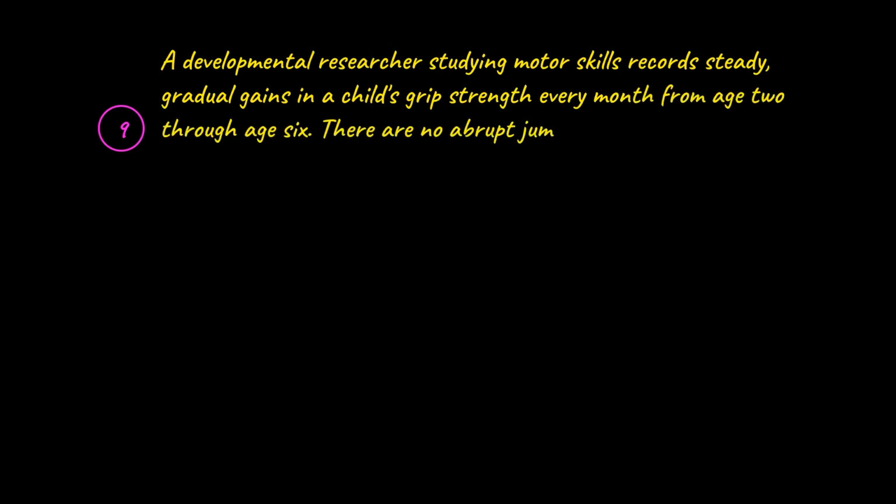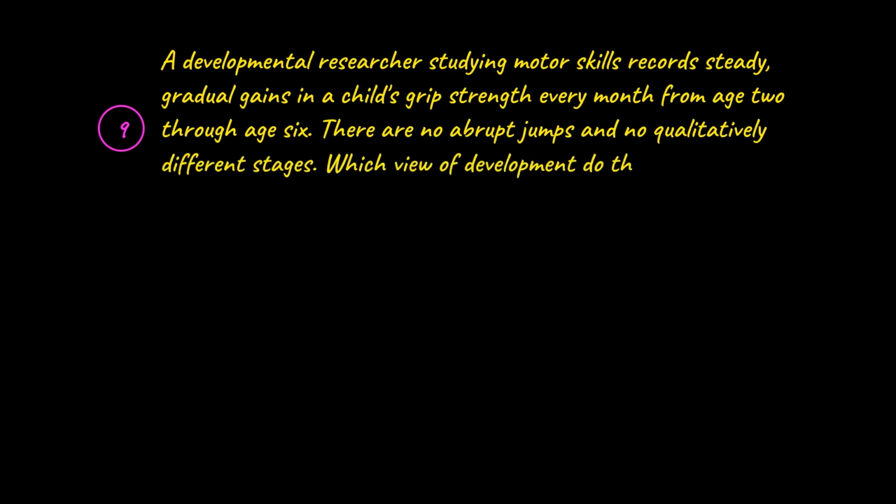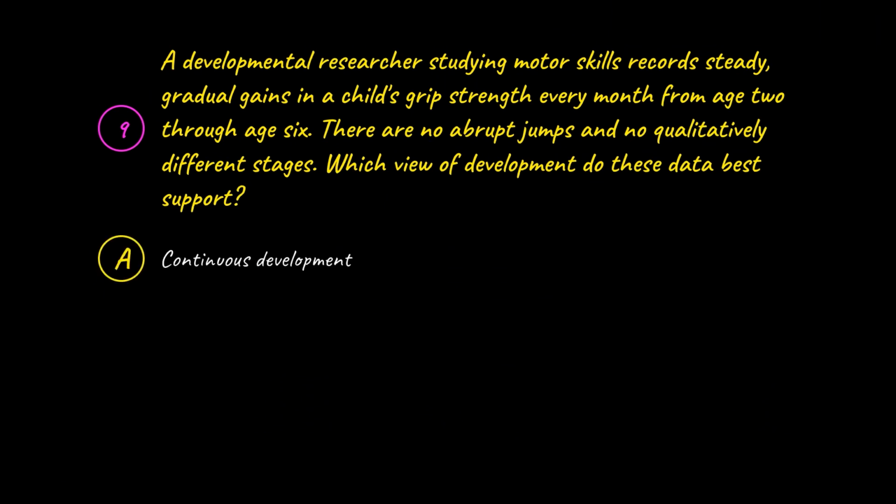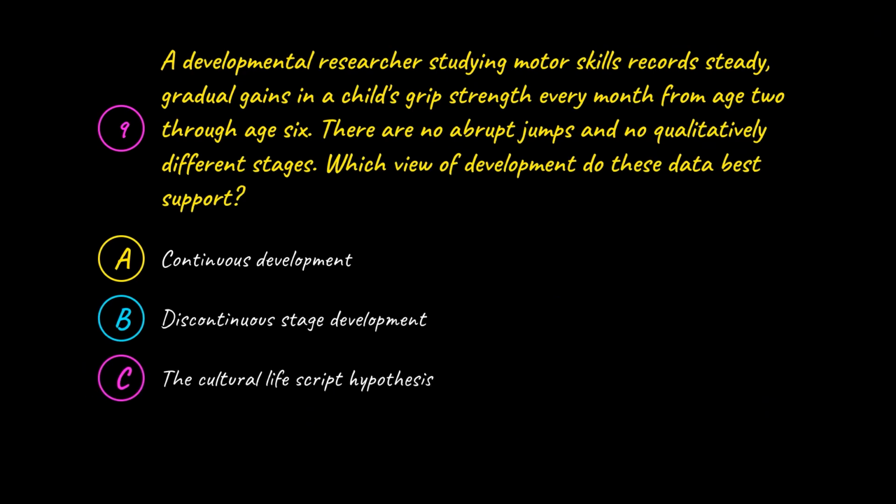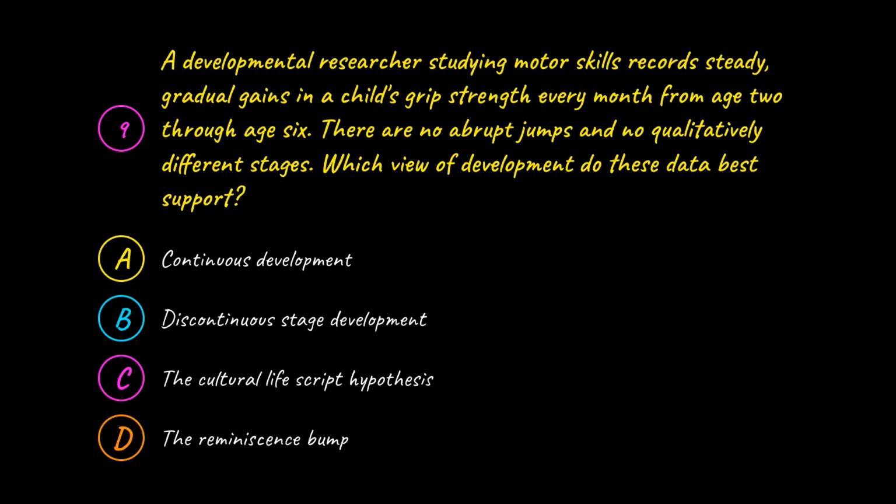Question 9. A developmental researcher studying motor skills records steady, gradual gains in a child's grip strength every month from age 2 through age 6. There are no abrupt jumps and no qualitatively different stages. Which view of development do these data best support? Your options are A. Continuous development, B. Discontinuous stage development, C. The cultural life script hypothesis, D. The reminiscence bump. Which one is it? Pause the video if you need more time.